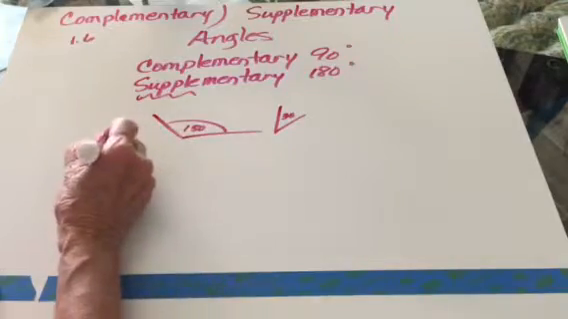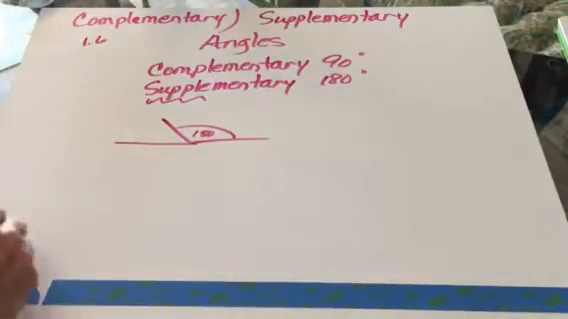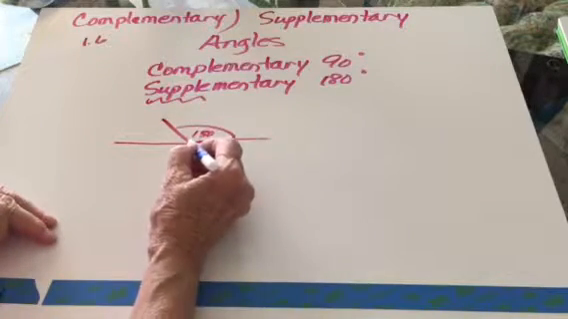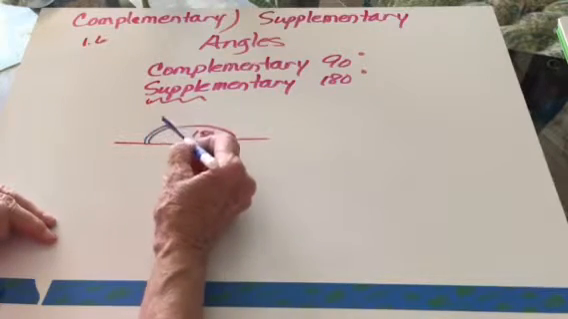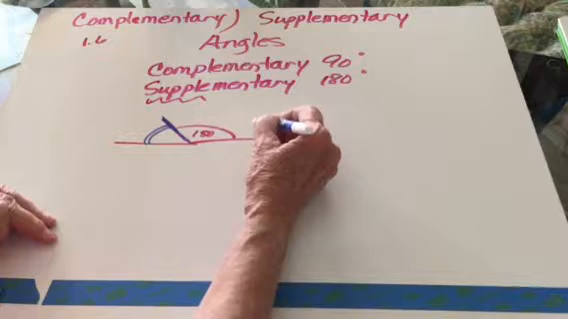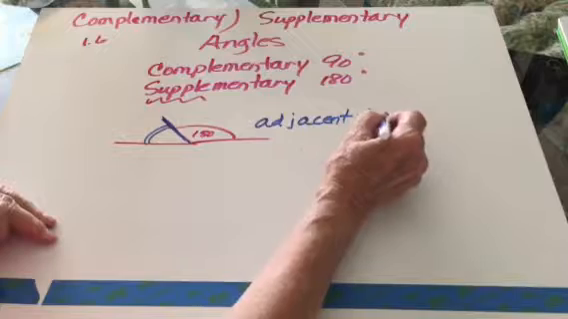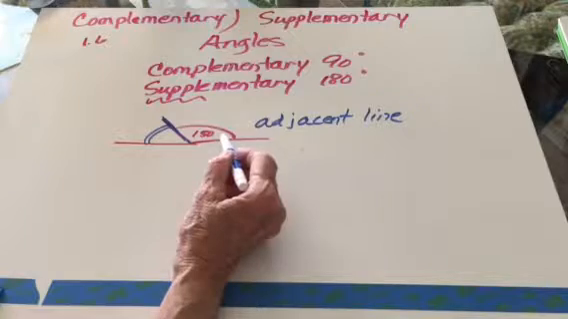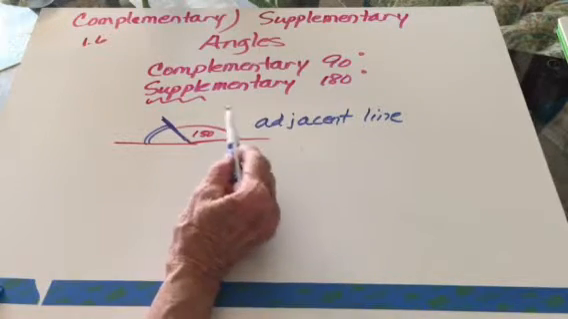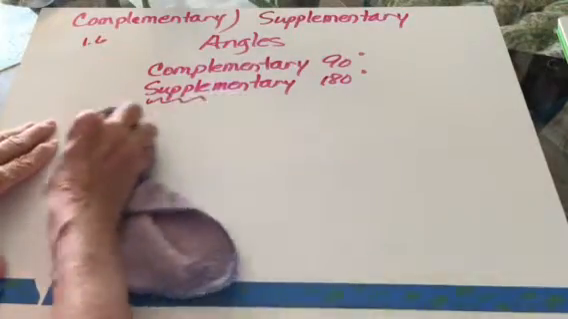And when they're touching, let me show you something. When the angles are touching, then this line right here, you see how this line goes for this angle and it goes for this angle? It is used for both. That's called an adjacent line. So I'm going to say that my angles can be adjacent to each other, or they don't have to be supplementary. And the same applies to my complementary angles.